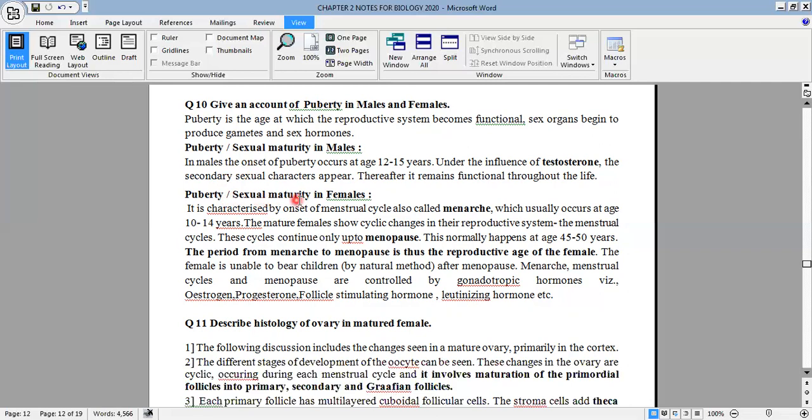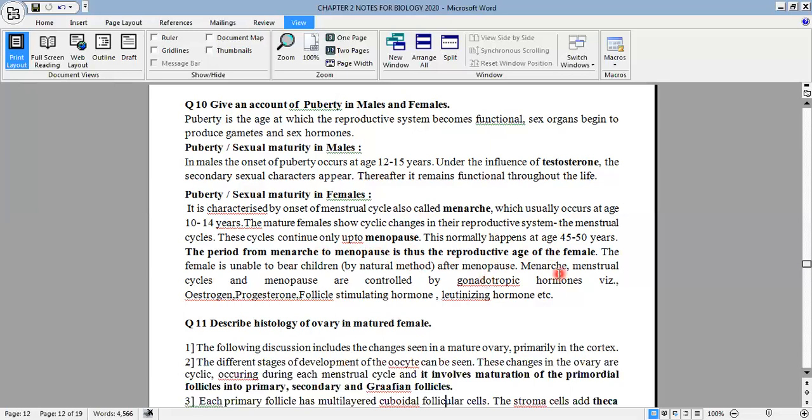Puberty, sexual maturity in females. It is characterized by onset of menstrual cycle, also called menarche, which usually starts at the age of 10 to 14. The mature female shows cyclic changes in their reproductive system, the menstrual cycle. These cycles continue only up to menopause. As we have studied earlier, they last up to 45 to 50 years of age. The period from menarche to menopause is thus the reproductive age of the female. The female is unable to bear children after menopause.